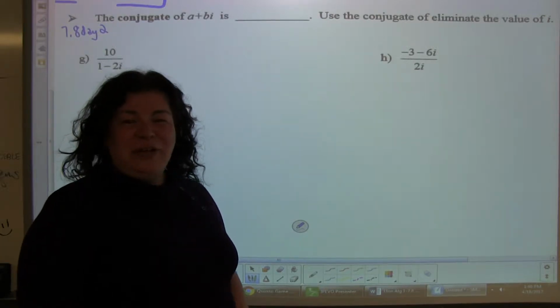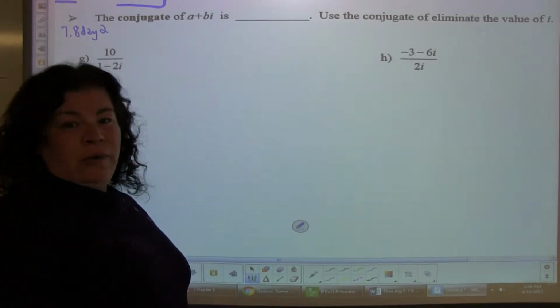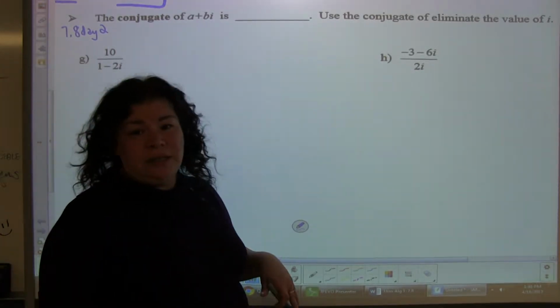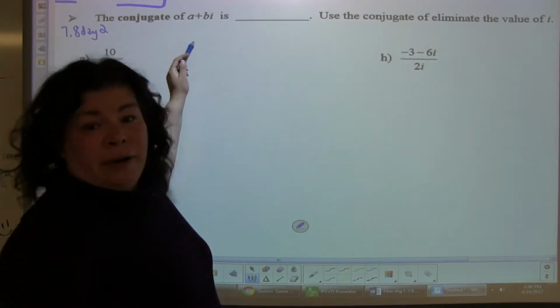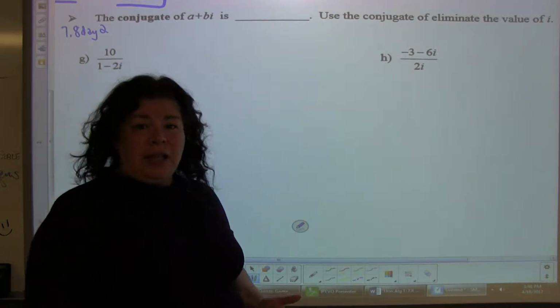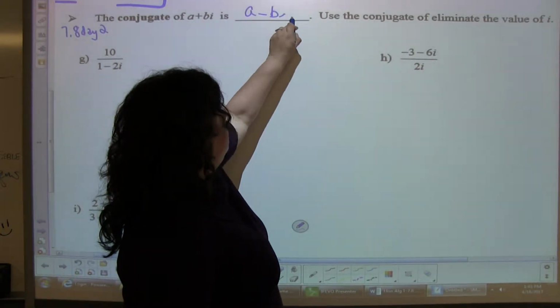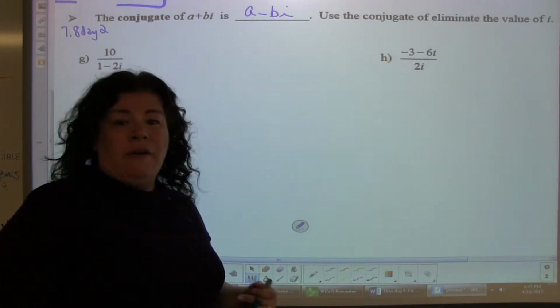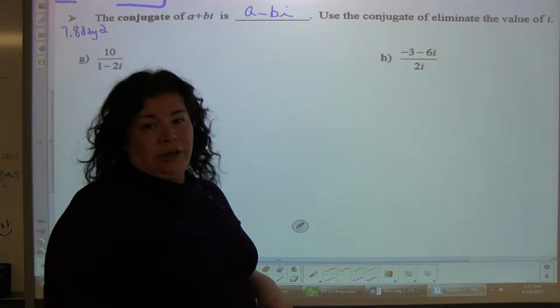Hi everybody, so you should have your 7.8 day 2 notes in front of you, and we're going to start with the conjugate of a complex number. Now the complex number a plus bi is in standard form, and we want to write the conjugate of that, which is a minus bi. And we're going to use the conjugate of that complex number to eliminate the i, our imaginary number.